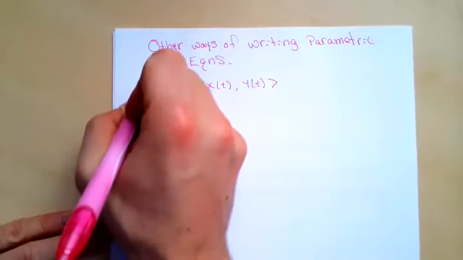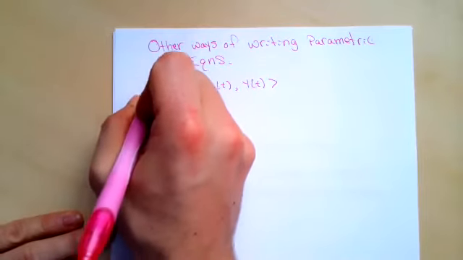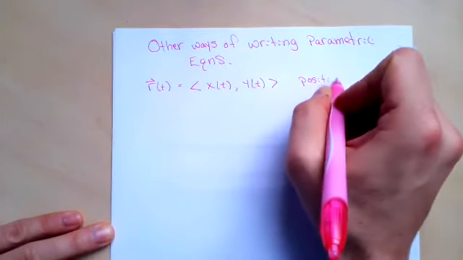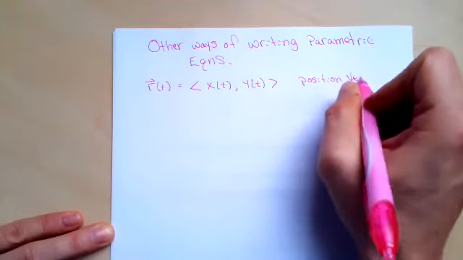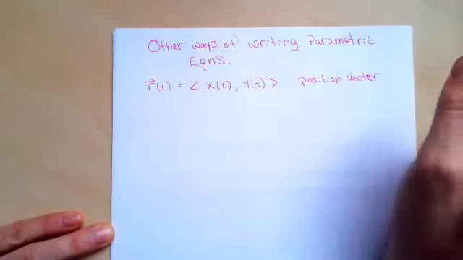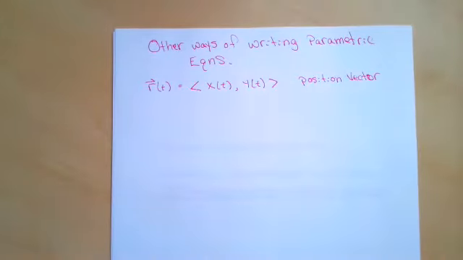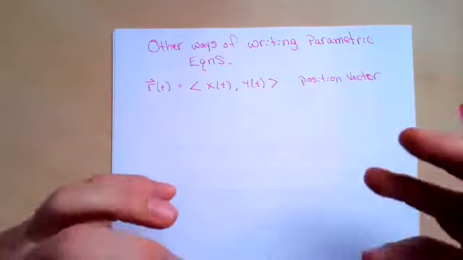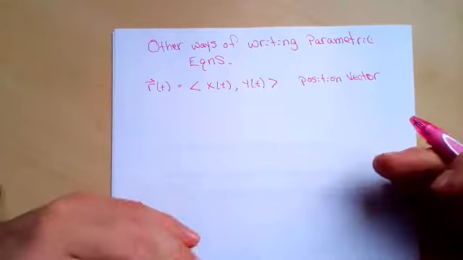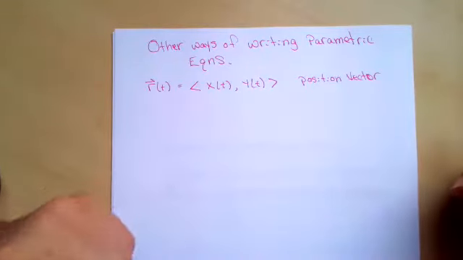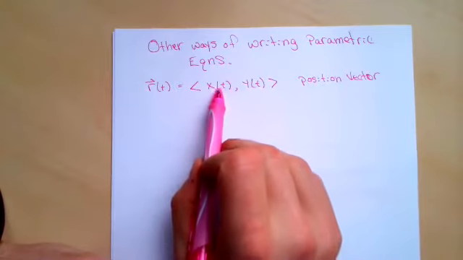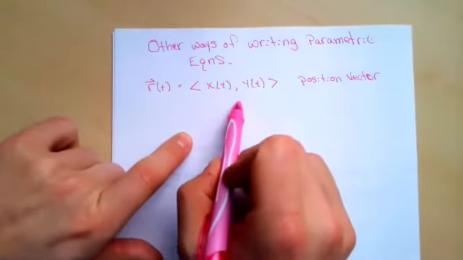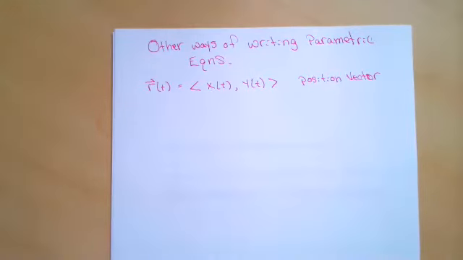And sometimes we call this the position vector. You'll learn more about vectors in Calc 3. This is sort of a baby introduction to them. A vector you can think of just as a mathematical object that has a length and a direction. And so if I'm starting at the origin, this is just pointing to wherever the position is of my particle.